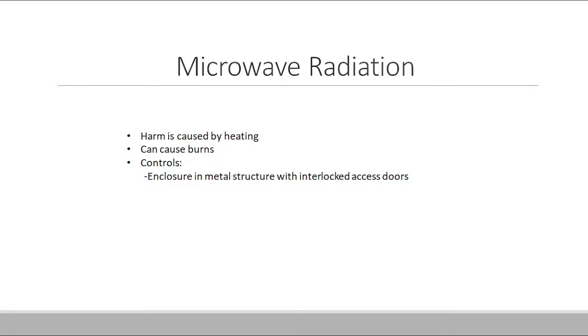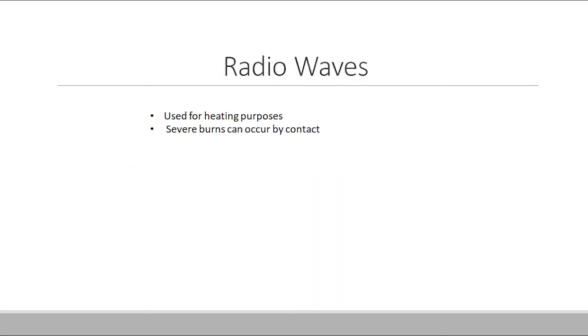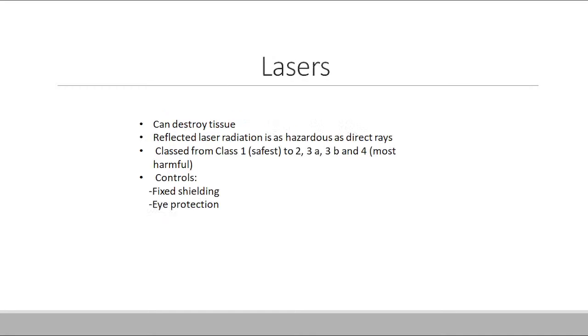Microwave radiation, harms caused by heating, can cause burns. Controls: enclosure in metal structure with interlocked access doors. Radio waves used for heating purposes, severe burns can occur by contact. Lasers can destroy tissue. Reflected laser radiation is as hazardous as direct rays, classed from class first, safest, to 3A, 3B, and 4, most harmful. Class number 4 of laser is the most harmful. Controls: fixed shielding, eye protection.